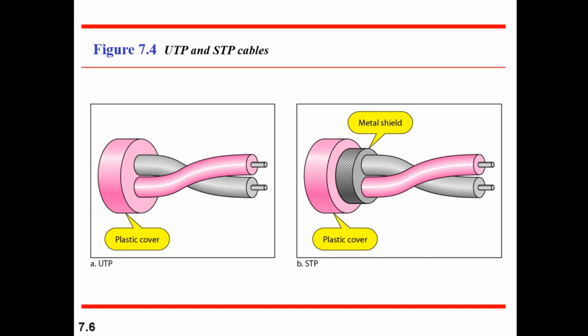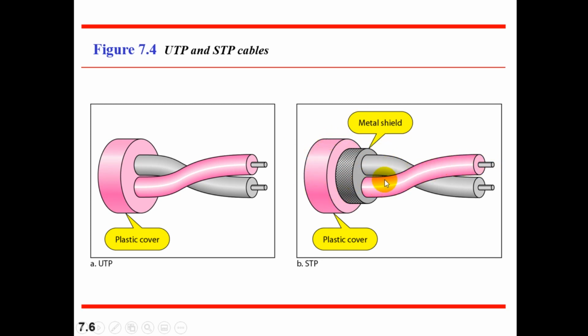Now there are basically two types of twisted pair. The first one is UTP, unshielded twisted pair, and this is shielded twisted pair. As you can see, more shielding is done in the STP in order to protect it from the external noise and external interference. This metal shield is also used to cover the twisted pair. This is just to protect the signal traveling inside the cable.